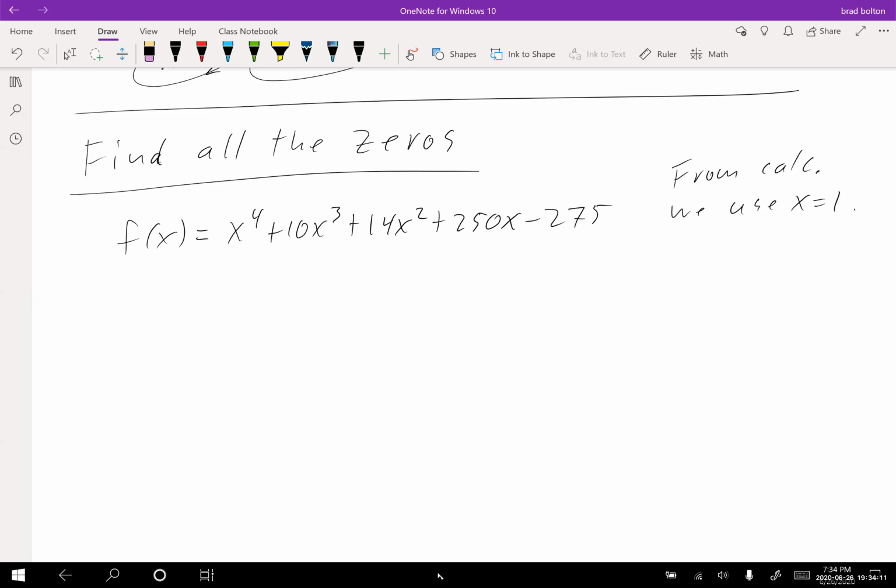So the main key for synthetic division is you take the coefficients of each of the terms, of each of the variables, and you don't skip any powers. If one of the powers gets skipped, you have to put a 0 there. In this case, we have a 1x to the 4th, we have 10x cubed, we have 14x squared, we have 250 x's, and then we have minus 275, no x's.